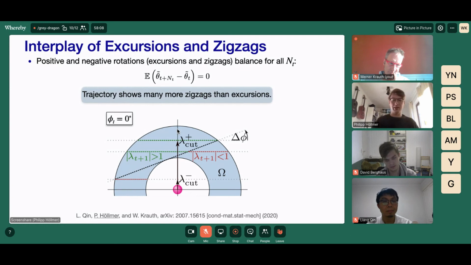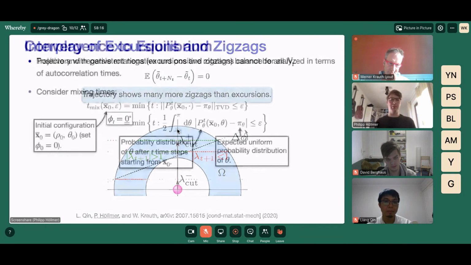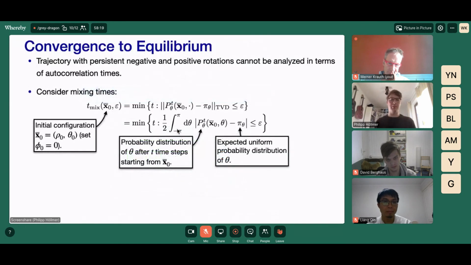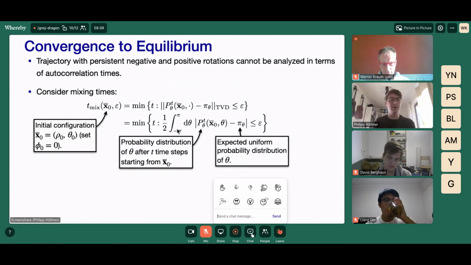And we think this is very interesting by itself. However, to let it be useful, so to say, we also have to study the convergence to equilibrium, of course. So this is what we've done next. There we had a problem that the trajectory where we have the persistent negative and positive rotations of our dipole angle cannot really be analyzed in terms of autocorrelation times. So what do we mean with this? The autocorrelation terms did not look very exponential anymore.